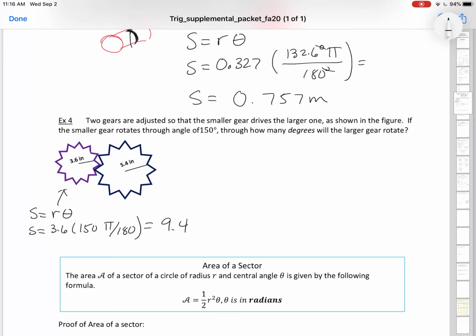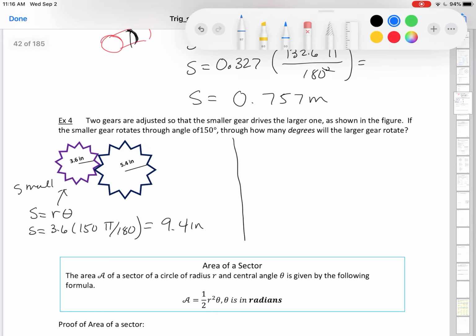So this thing moved 9.4 inches. Well, so did the big one. So did the big one. So it just moved less of an angle through, and that's what they're asking for. So this is the small, and now let's go to the big.